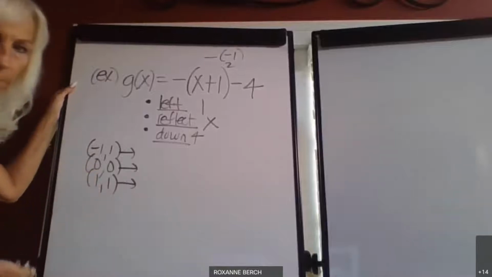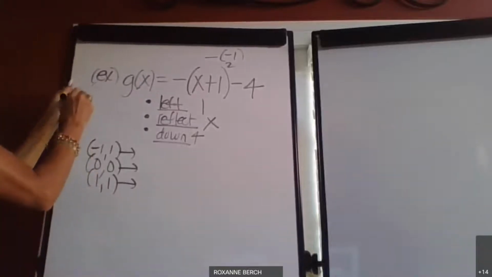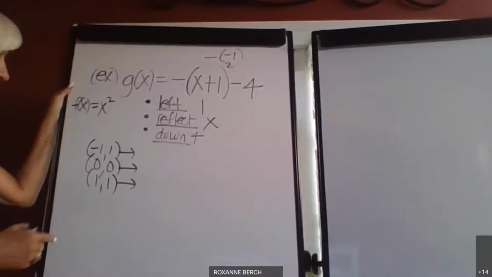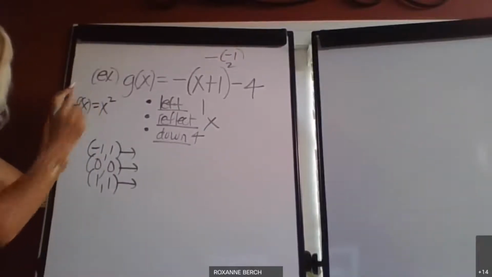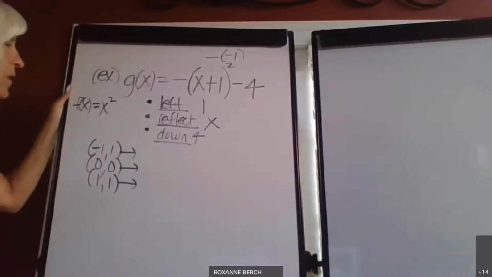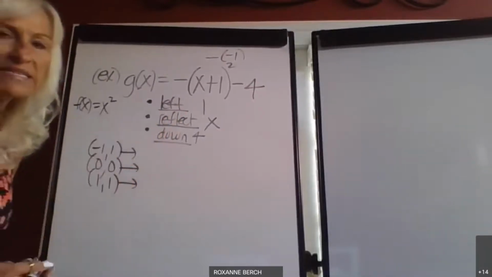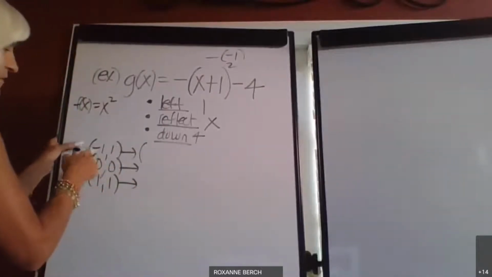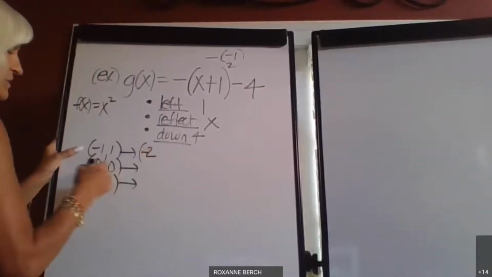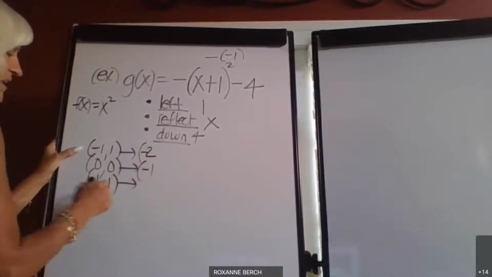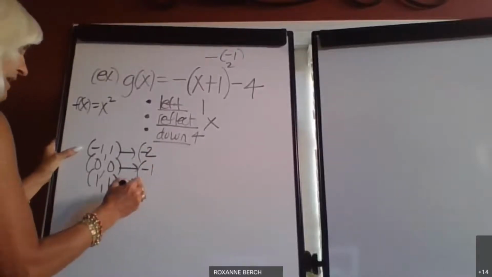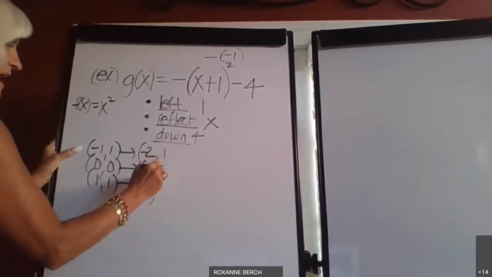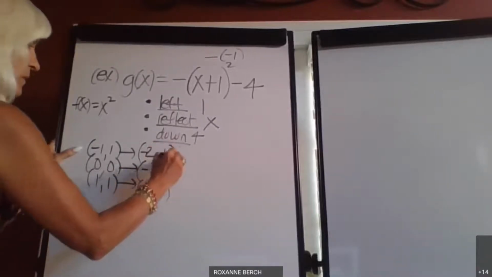And if you forget them, you can just put them into the parent and figure it out yourself. Put a negative 1 in, put a 0 in, put a 1 in. Okay, here we go. Left 1 means subtract from the X. So subtract 1 from the X would be negative 2, negative 1, and 0. The Y's stay the same.